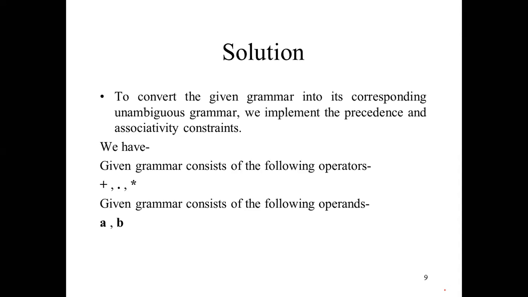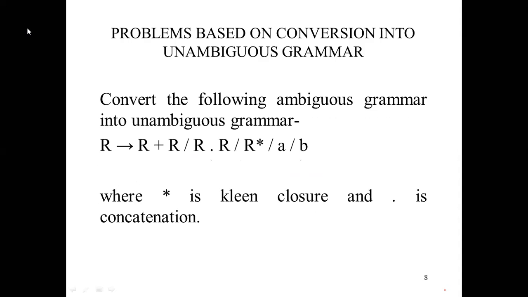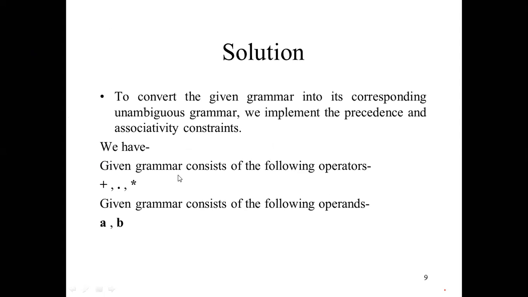So we have first, you can see here, the given grammar consists of the following operators. Okay, now we can check again. There are a few operators we are using: plus sign, dot sign, star sign. Following operators means plus, dot, and then star. So here we are using three operator symbols.